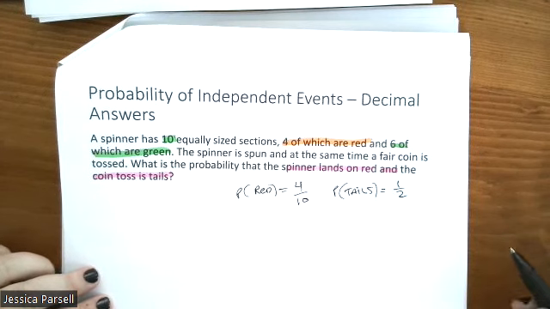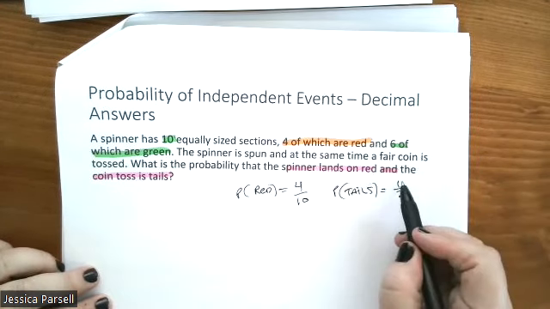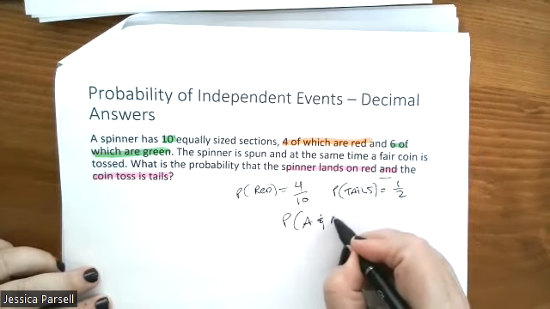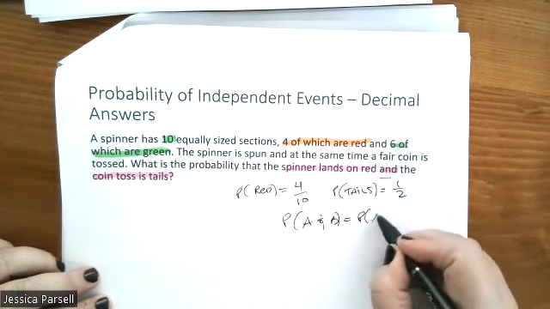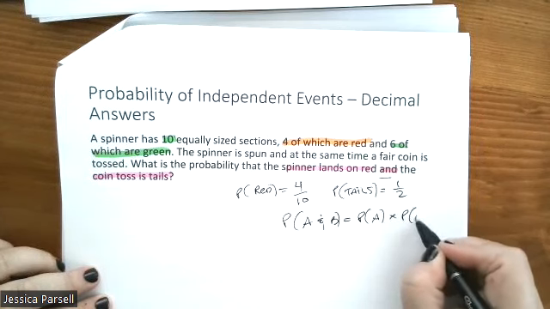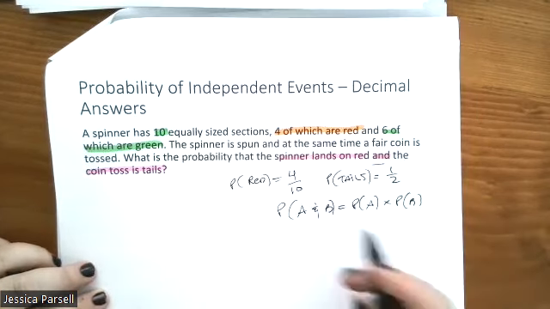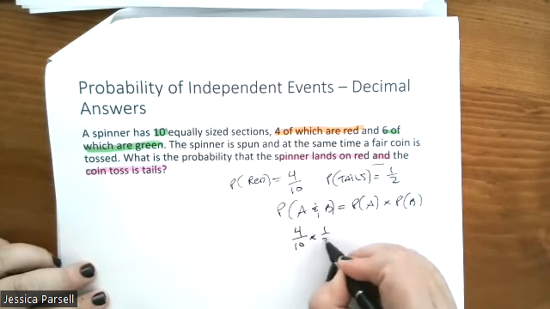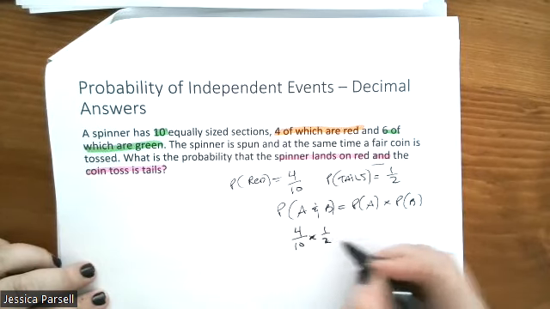Okay, so because we use the word "and", we know the probability of A and B can be calculated by the probability of A times the probability of B. So we have 4/10 times 1/2.